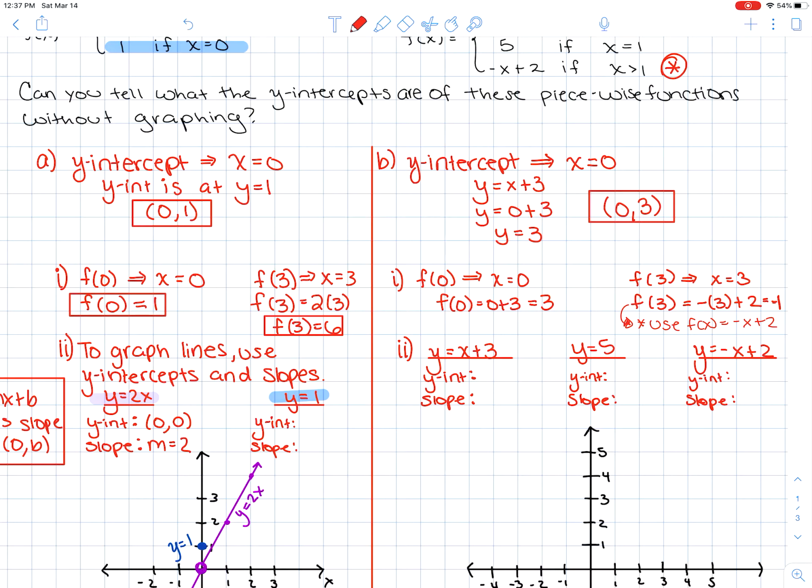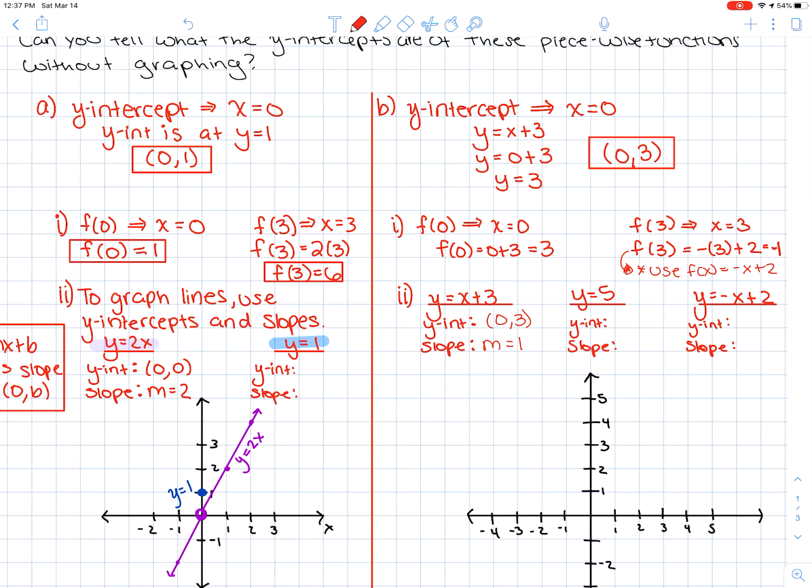All right, so again, we have lines. We're going to do the same thing we did in part A, find the y-intercept and the slope to help us graph. For the first line, y equals x plus 3, the y-intercept is 0, 3. The slope is 1. And let's go ahead and plot the point 0, 3, and we'll use blue for y equals x plus 3. So we start at 0, 3, right here. And then our slope is 1. That's pretty easy. So we rise 1 over 1, rise 1 over 1. And we have this line.